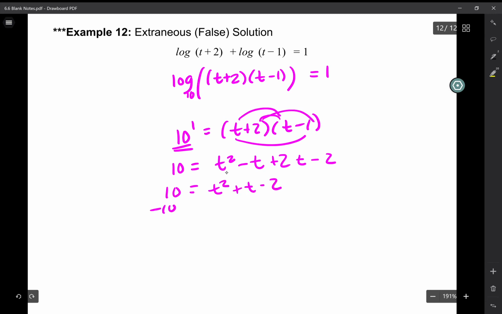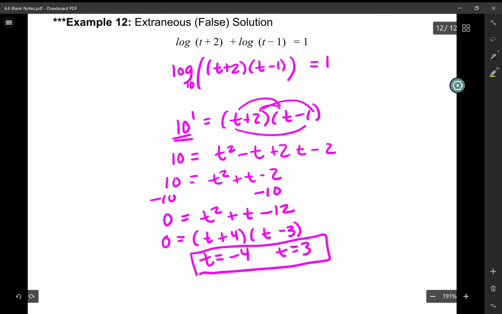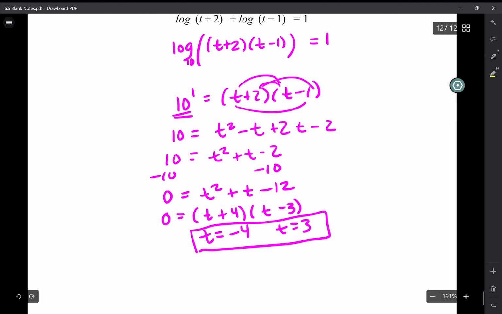Subtract 10 from each side, so we set it equal to 0. 0 equals t squared plus t minus 12. We could use the quadratic formula at this point if you wanted to. I'm going to factor because I can see the factors. 0 is t plus 4 times t minus 3. So my answers are either negative 4 or positive 3. Those are my solutions. Let's check both of them in the original equation.